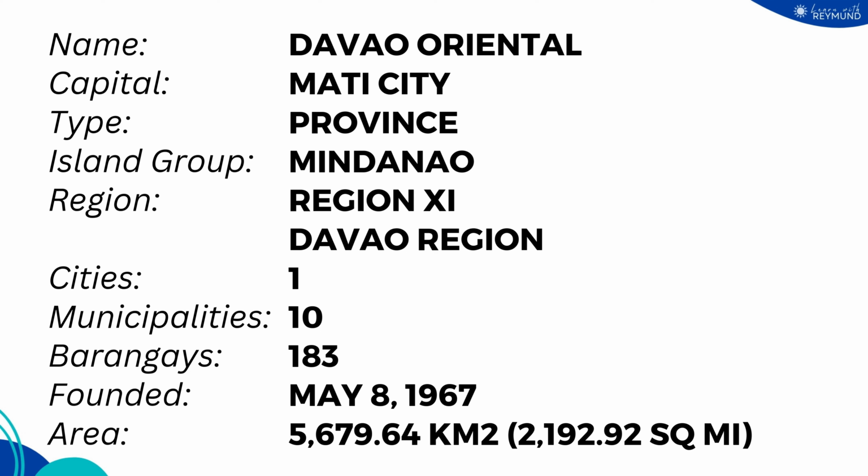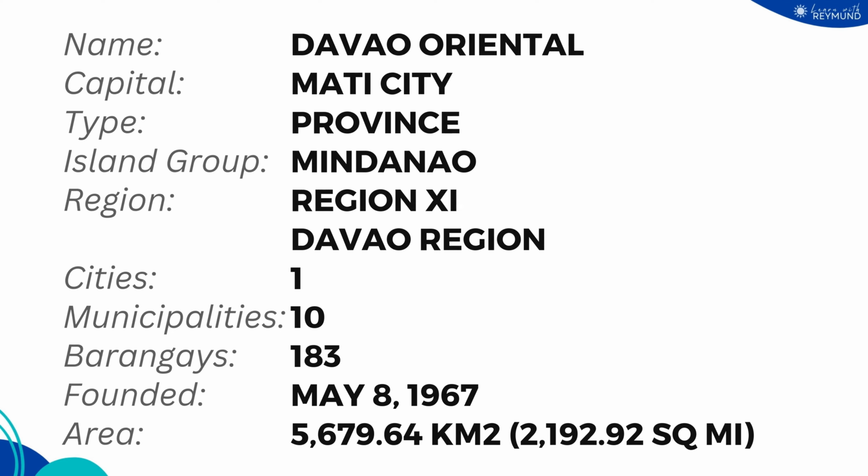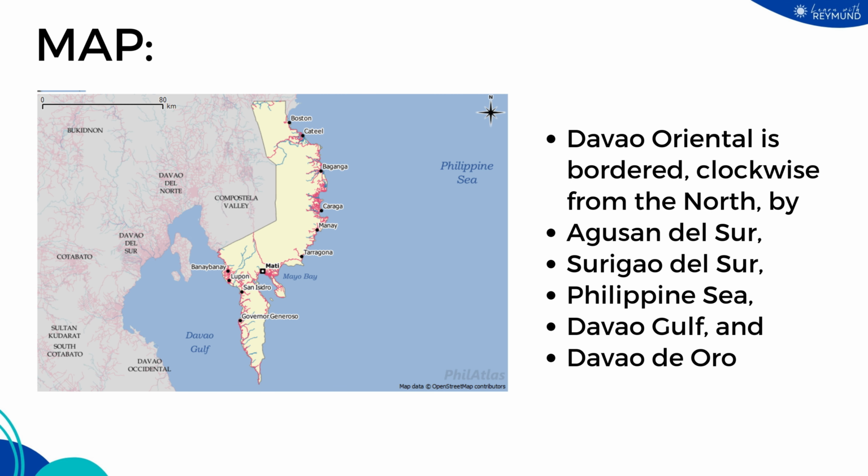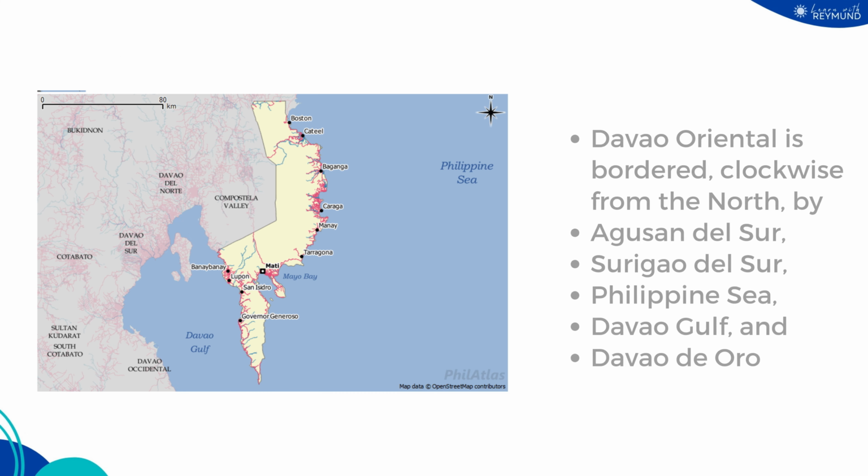The total land area is 5,679.64 square kilometers or 2,192.92 square miles. Davao Oriental is bordered clockwise from the north by Agusan del Sur, Surigao del Sur, Philippine Sea, Davao Gulf, and Davao de Oro.